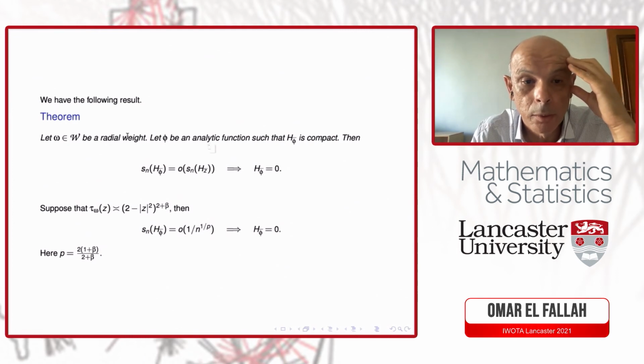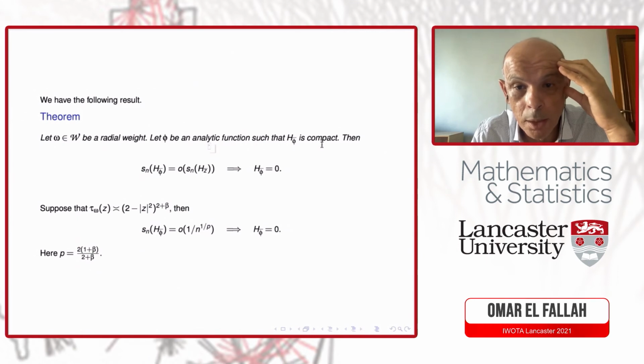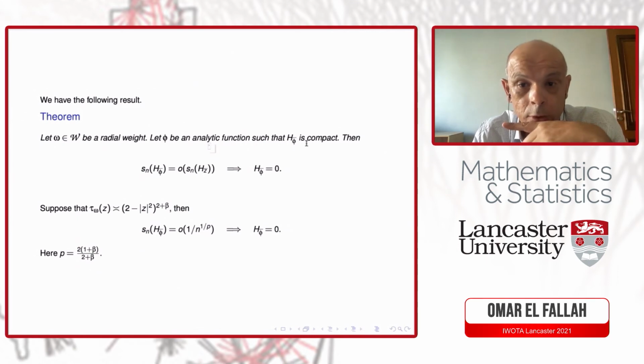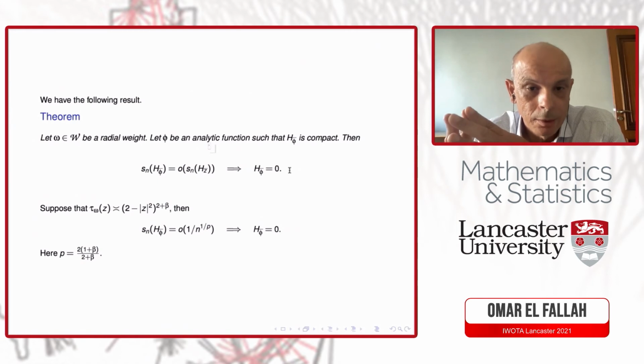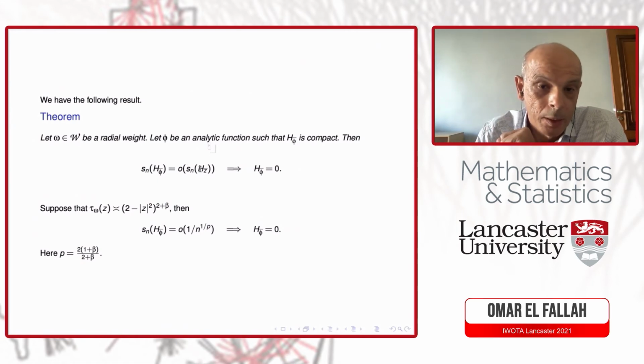So if we consider a radial weight, or only that tau omega is radial is sufficient, and suppose that h phi bar is compact. If we suppose that Sn h phi bar is equal to little o of Sn h phi bar, then h phi bar is equal to 0. That means that the critical decrease is obtained by the singular values associated to the canonical Hankel operator.